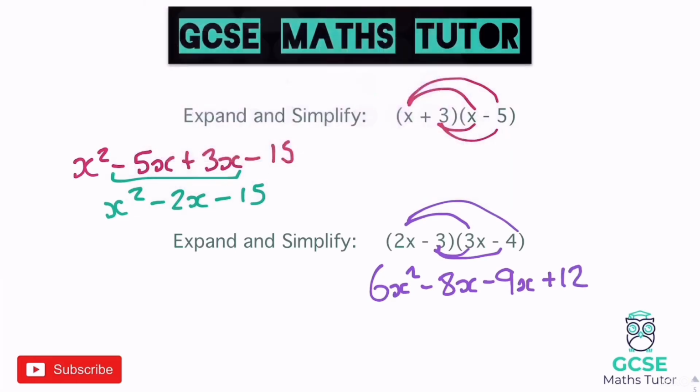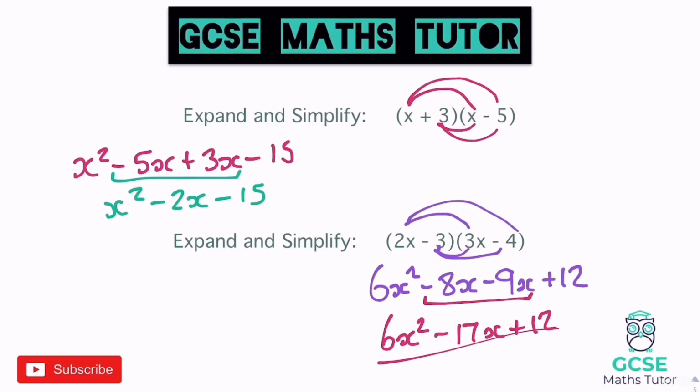And then again, just tidying this up, we have 6x squared at the start, and we've got negative 8x take away another 9x. So negative 8x take away another 9x is negative 17x. And then we've got that plus 12 at the end, and there's our final answer. And we've simplified it there with the simplifying in the middle.